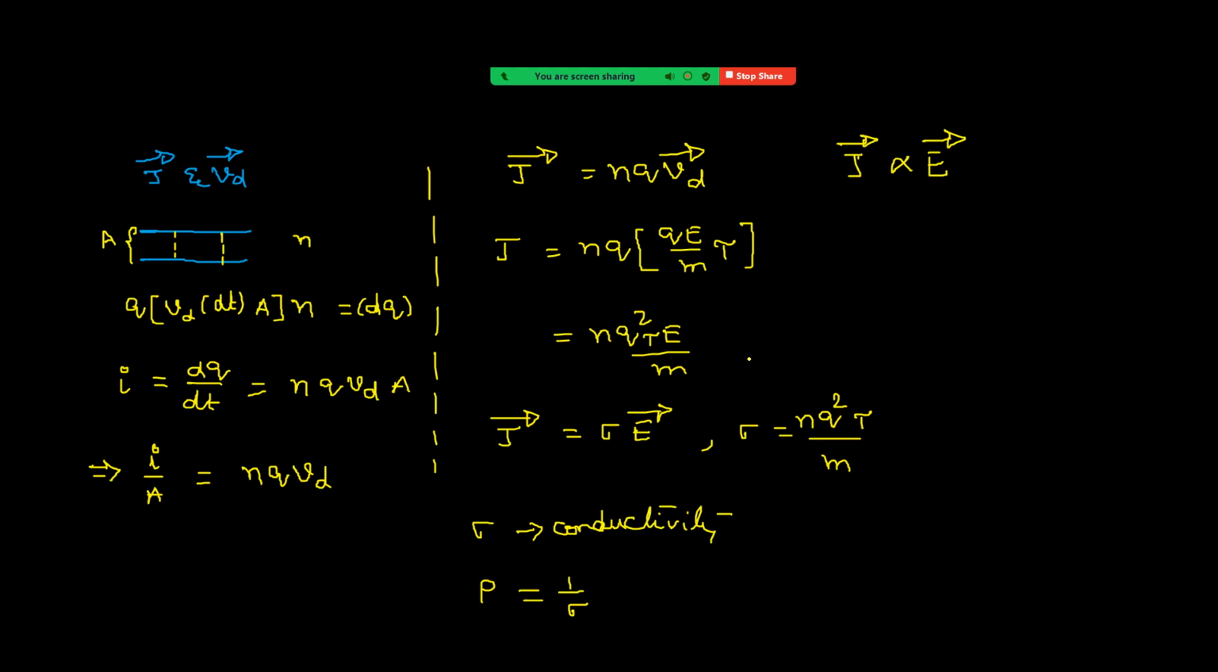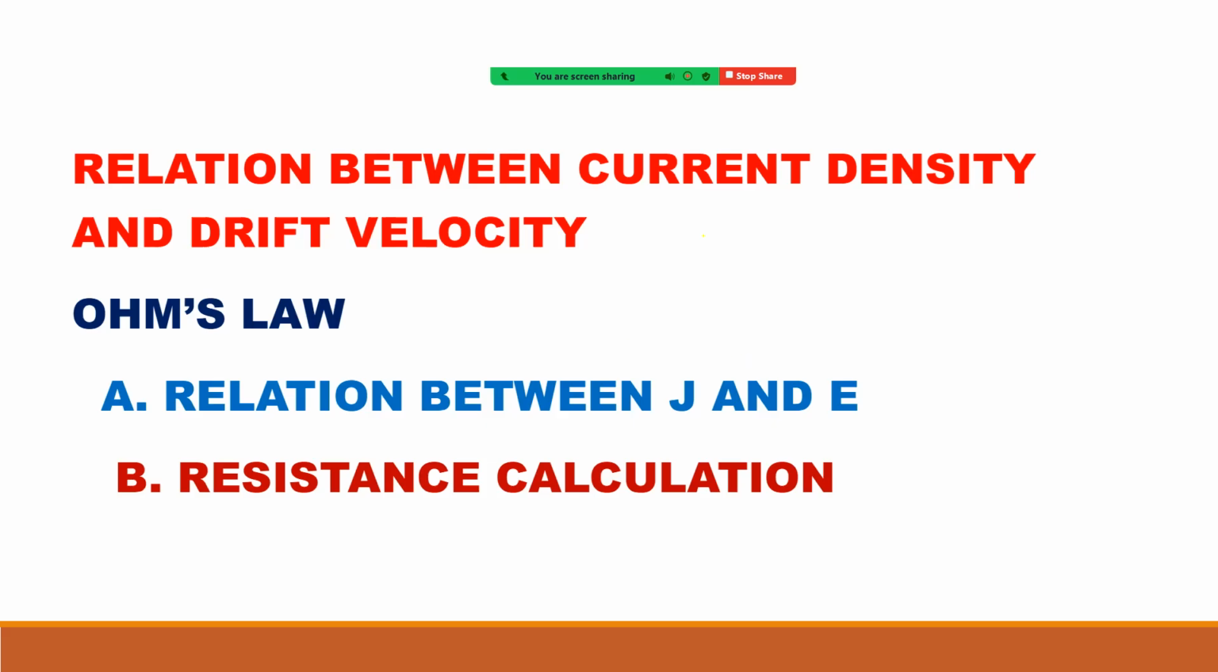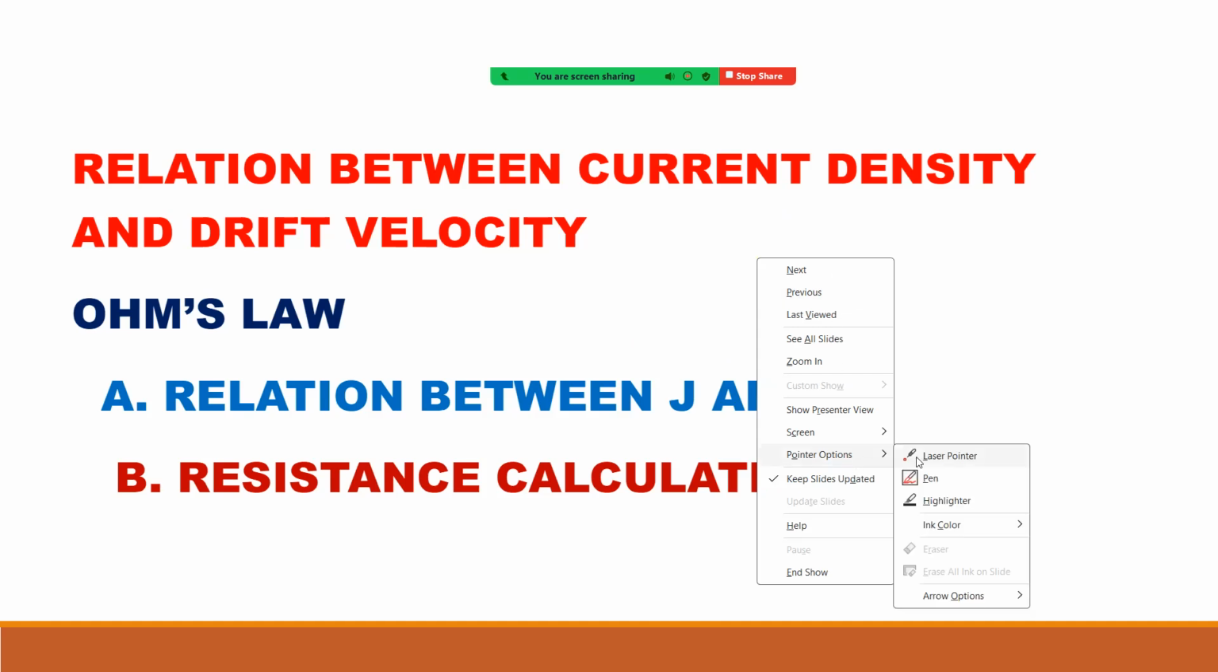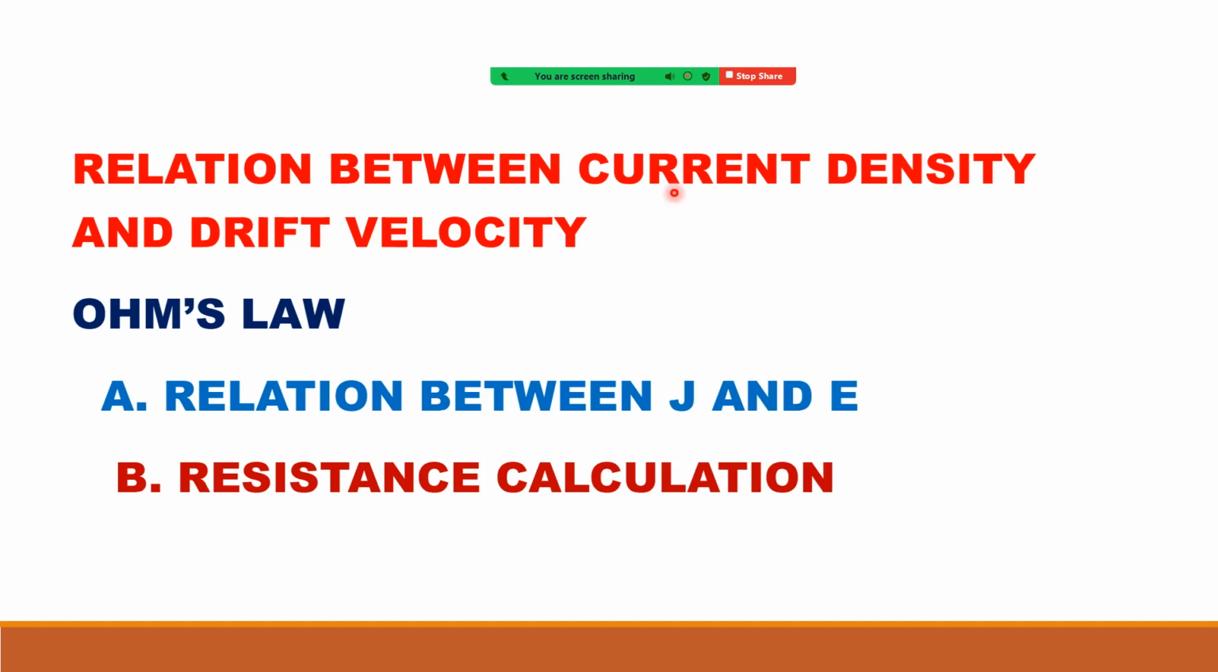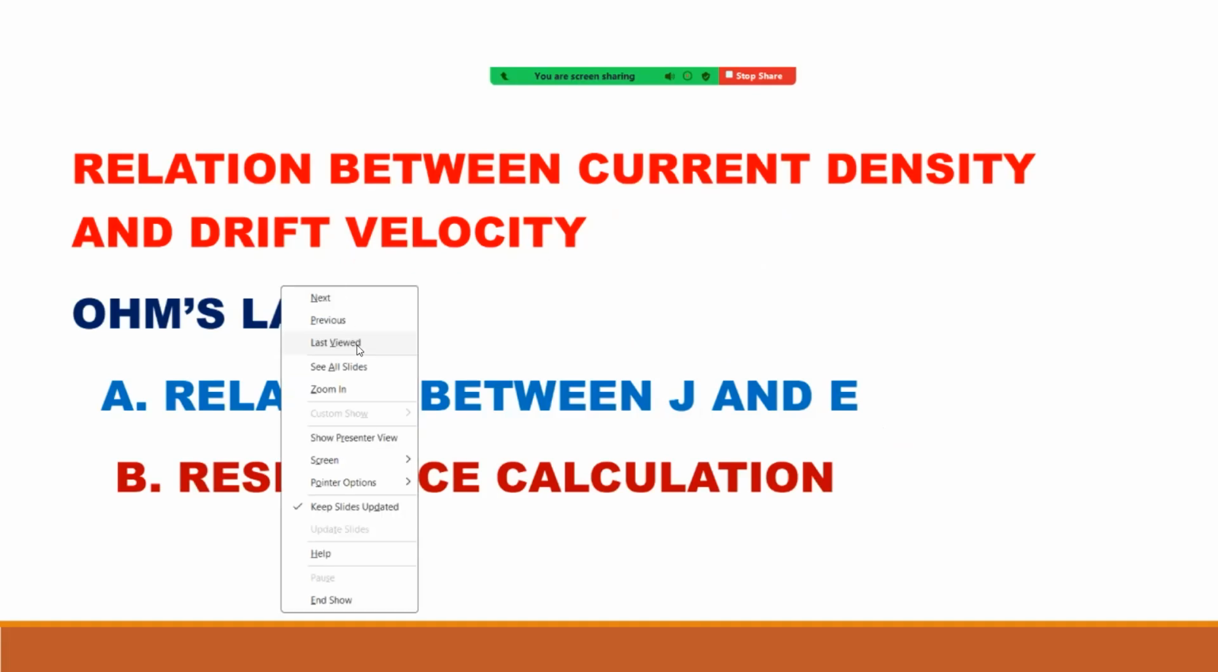Next, see what else here. So we got the relation between current density and drift velocity, and the relation between J bar and E bar, right? So next one is the calculation of resistance. See how to get it.